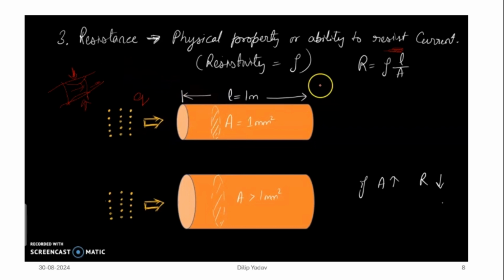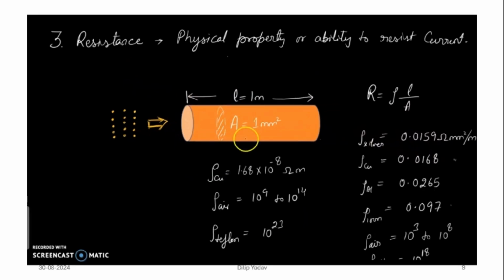The resistance is defined as resistance equal to rho L upon A, where rho is known as the resistivity of the material. The resistivity is based on the material we are using. According to this formula, if the area is increased, the resistance is going to decrease. If the area is decreased, then the resistance is going to increase. This is the basic concept of resistance.